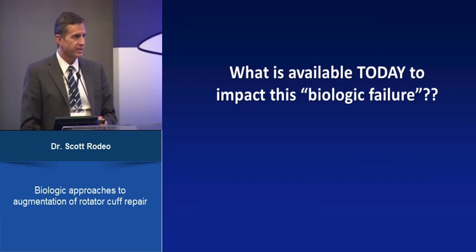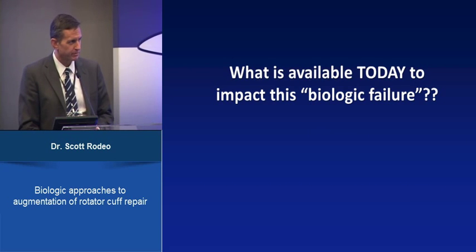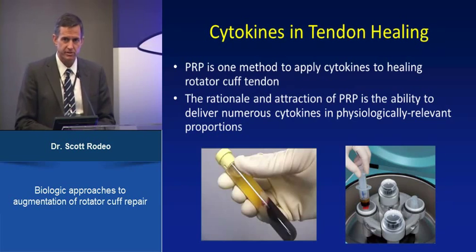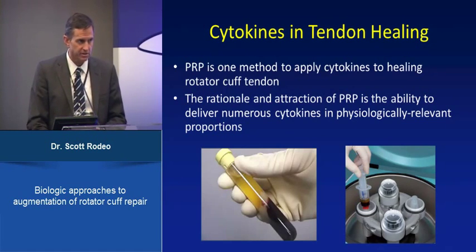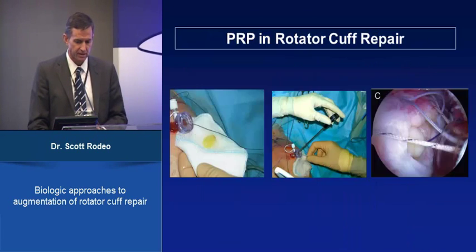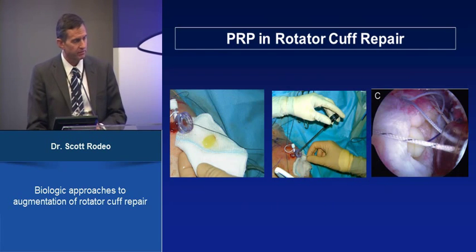But what is available today to impact this biologic failure? Again, these growth factors are all experimental right now. What can we use today? Well, certainly no talk is complete without discussing PRP. PRP is one method to apply cytokines to healing rotator cuff tendon. And the attraction of PRP is the ability to deliver numerous cytokines in physiologically relevant proportions. It's been looked at quite a bit in the setting of rotator cuff repairs.